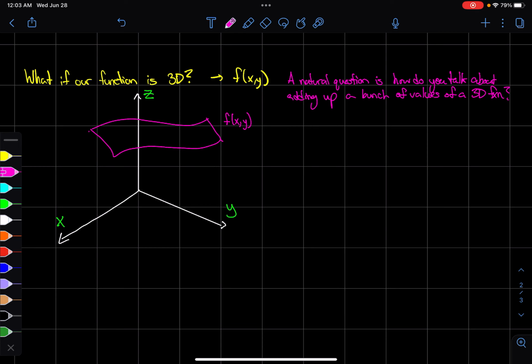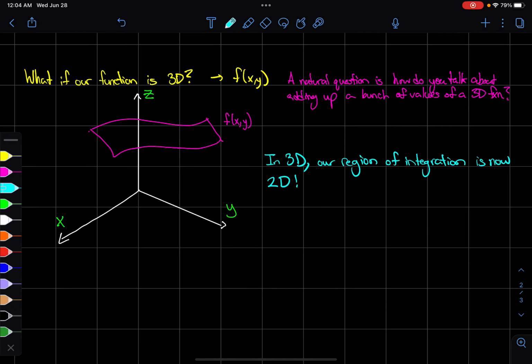So the idea here is very, very, very simple. So if you watched the last video, I already talked about this a bit, but what we're going to do is talk about adding up values in 3 dimensions. So in 3D, this is kind of an important concept. Our region of integration is now 2-dimensional. It's now 2-dimensional, okay?